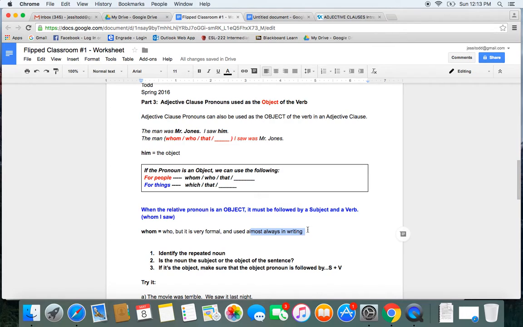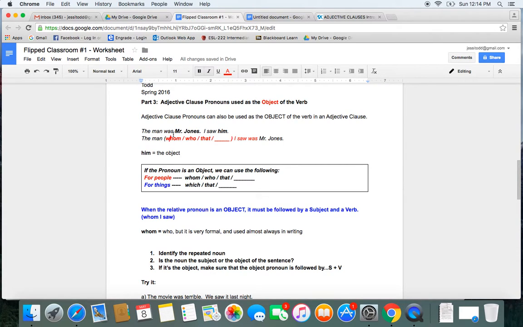Almost always it's used in writing, okay? Because writing is more academic and more formal. But when we're speaking, unless we're speaking to a president or someone who we really respect, it's going to sound a little strange to use whom in speaking, okay? So if we're speaking, we're going to use who, or that, or nothing, okay, for a person. But if we're writing, we can use whom.